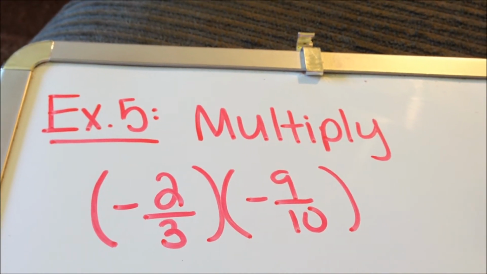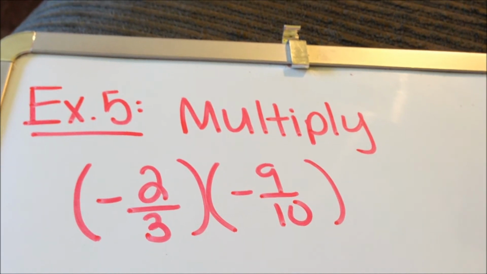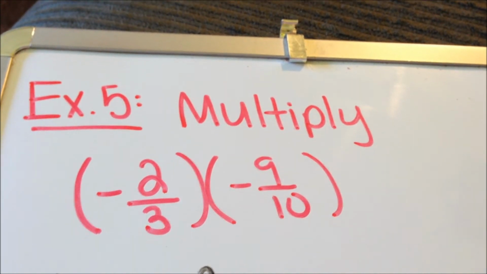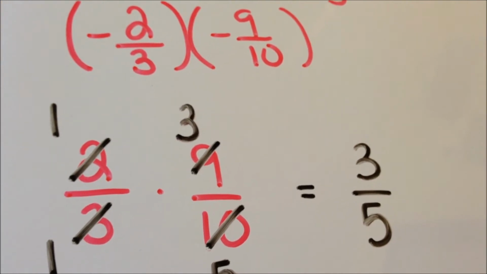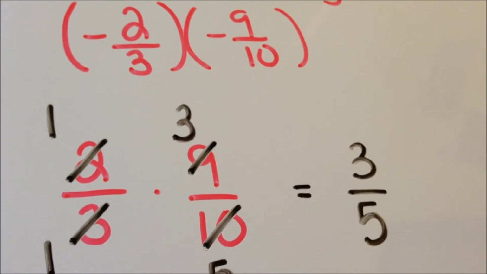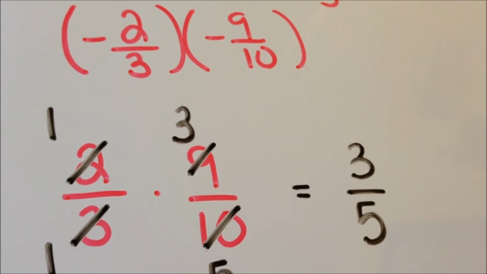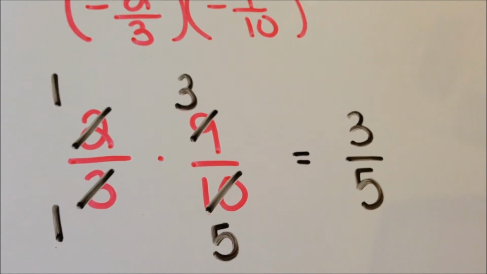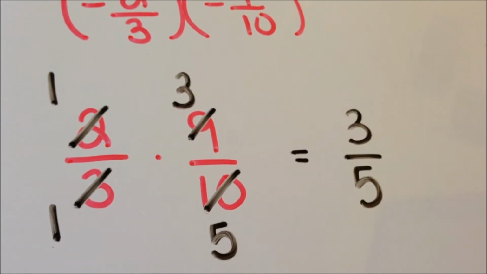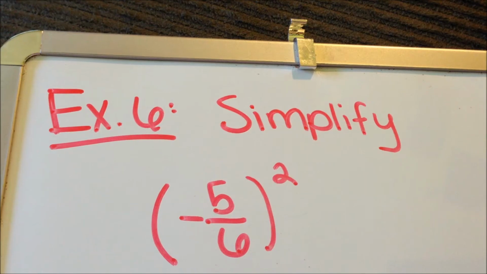Example 5, multiply negative 2/3 times negative 9/10. A negative times a negative is a positive. So we have 2/3 times 9/10. We can cross reduce because we are multiplying. And 2/10 and 9/3 do cross reduce. 2/10 becomes 1/5 and 9/3 becomes 3 over 1. Our final answer is 1 times 3 over 1 times 5, which gives us 3/5.